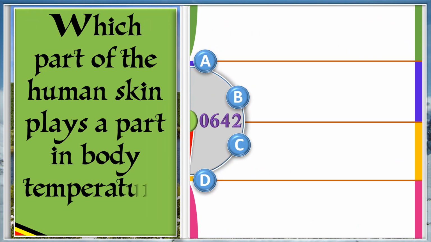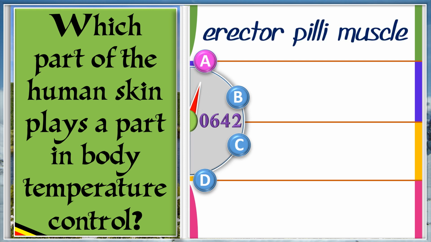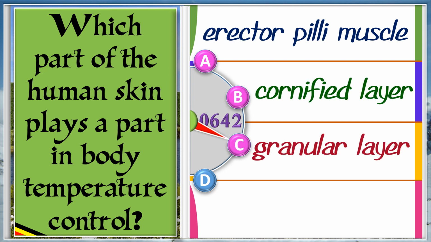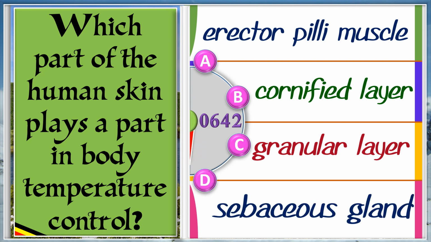Which part of the human skin plays a part in body temperature control? A. Erector pili muscle. B. Cornified layer. C. Granular layer. D. Sebaceous gland. And the answer is A. Erector pili muscle.